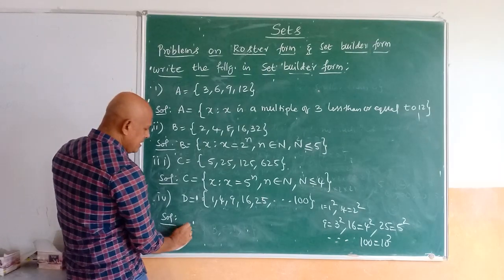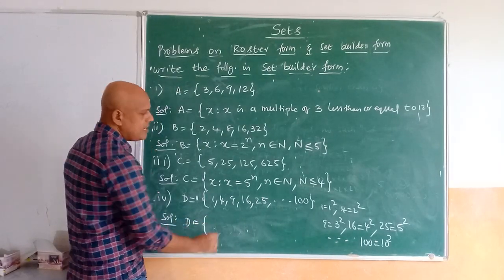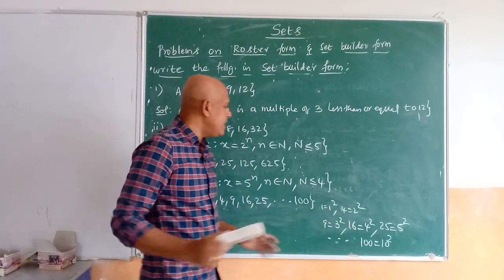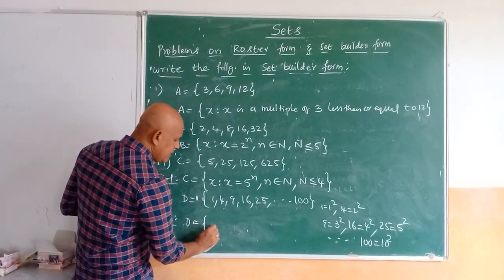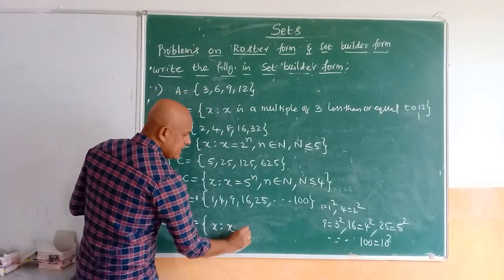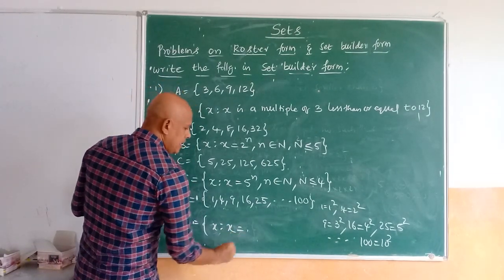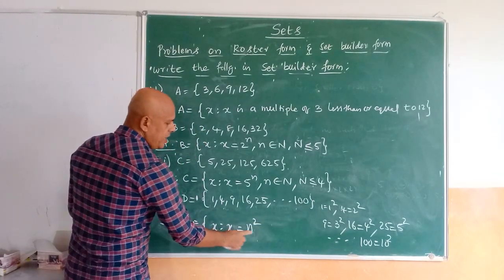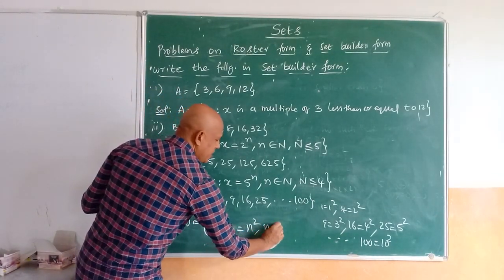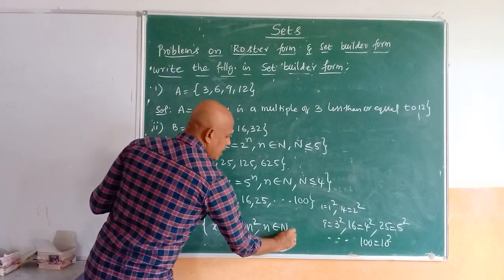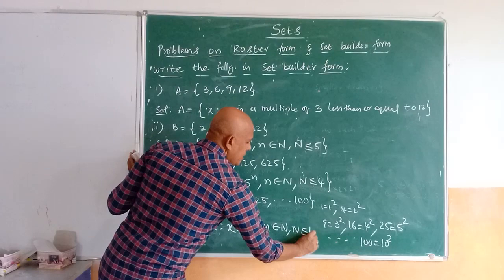So how to define this? Here these are the squares of the first 10 natural numbers. So it is defined as {x such that x is equal to n square, where n belongs to natural numbers, n is less than or equal to 10}.